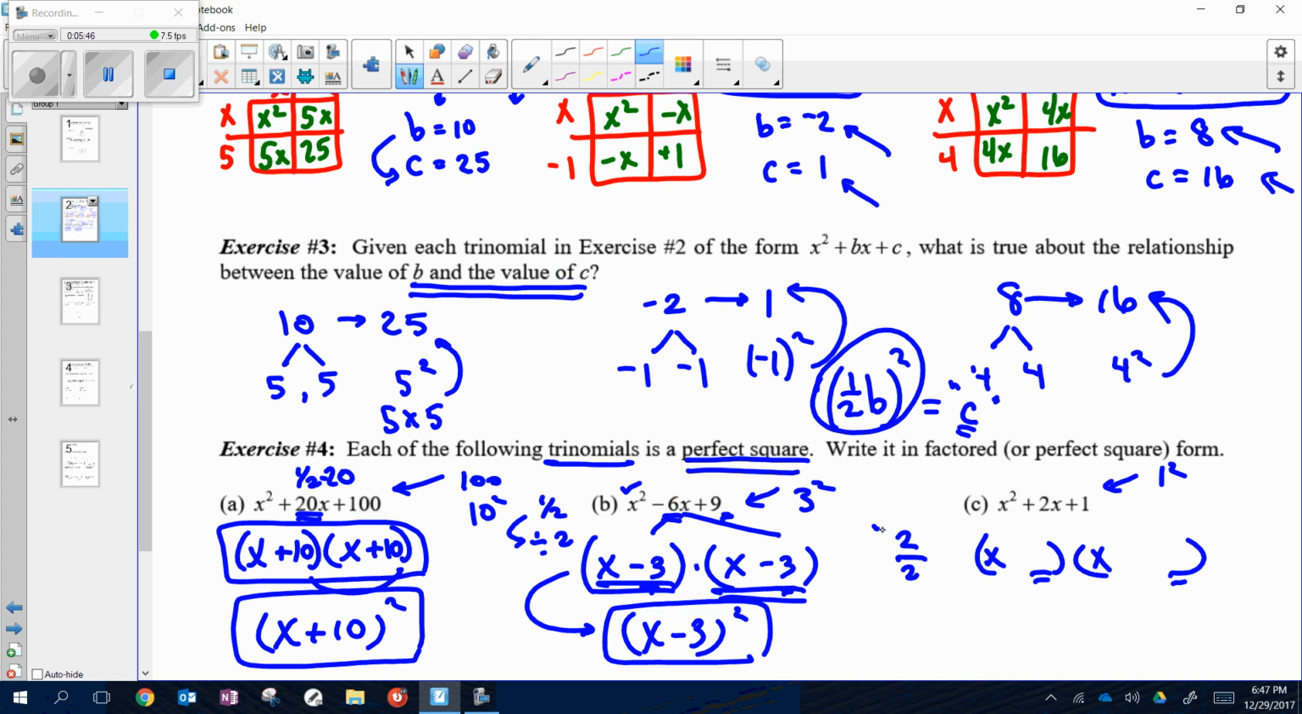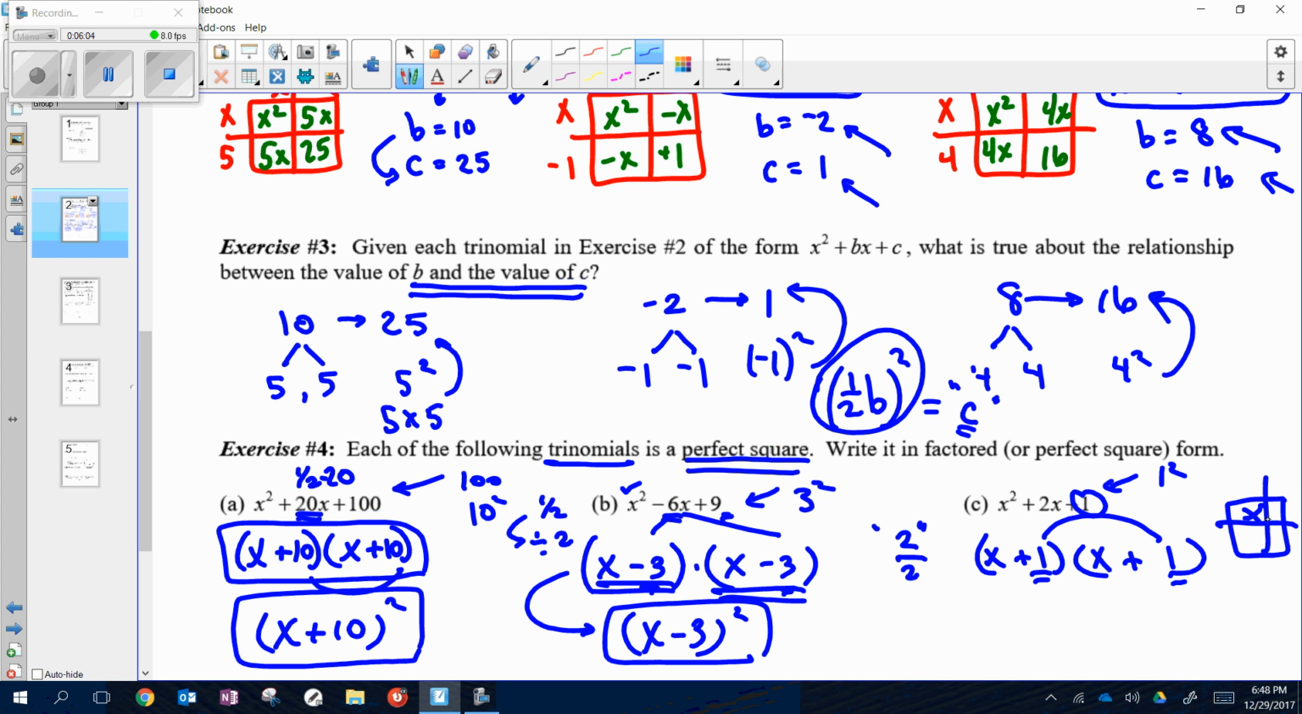2 split in half is a 1. Everything was positive here, so I don't need a -1, I need a +1. And that 1 times 1 at the ends would make the 1 at the end. Again, if it helps, you could also use the box method to think about this.